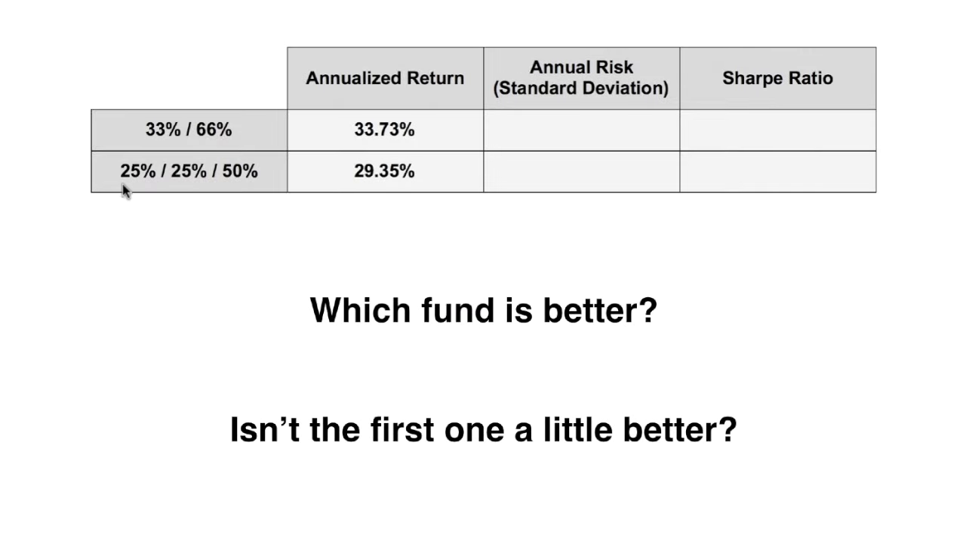So this second fund is the Total Portfolio Solution as it currently exists, with the derivatives fund in there. So this is the 25-25-50, and it has an annualized return of 29.35. However, if I remove the derivative strategy and just do a 33-66, you can see the annualized returns are actually a little bit higher. So the question is, why would I want to include those derivatives at all if the rate of return is actually getting lower when I do that?